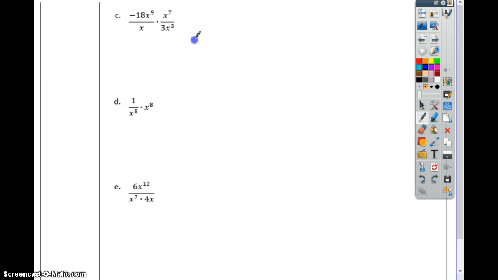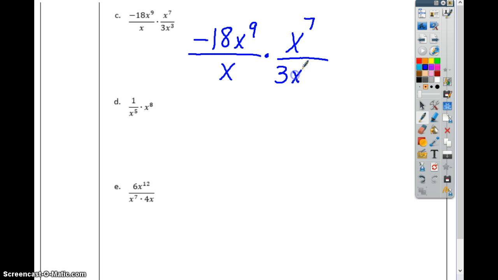Awesome. This is fun. Negative 18 x to the 9th power all over x times x to the 7th power all over 3x cubed. Now what should we put here so we don't forget it? 1. Yes, we have that little exponent of a 1, so we don't forget that one. Do your simplifying and give me your final answer. Hold it up, please.